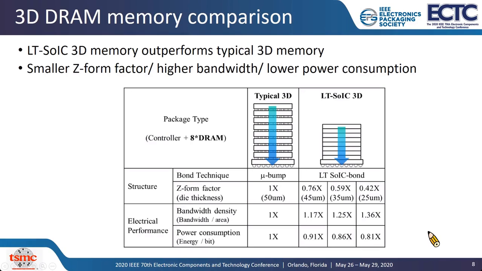It shows the low-temp SOIC outperforms the typical 3D IC by 17% and 36% in bandwidth density when the low-temp SOIC die thickness is 45 and 25 micrometers. The power consumption can also be reduced by 9% and 19% respectively. It means the low-temp SOIC memory offers a better form factor, higher bandwidth, and lower power consumption.